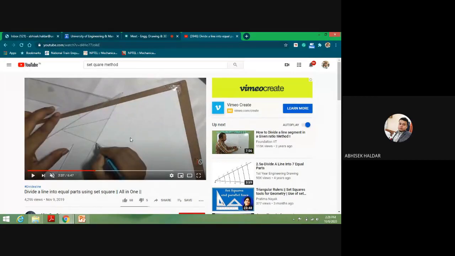Any doubt? Sir, after getting the equal parts, will we rub those inclined parallel lines? No, everything will be as it is, because that is the proof that you have done it with the help of the set square method. You don't need to erase those. You have to keep them.